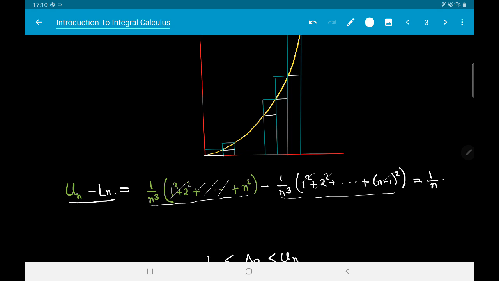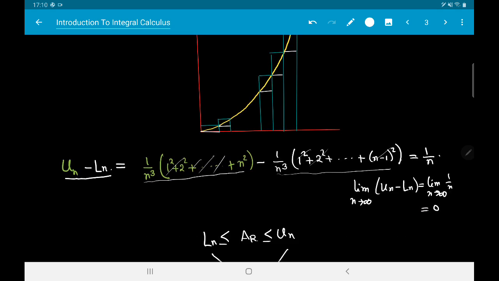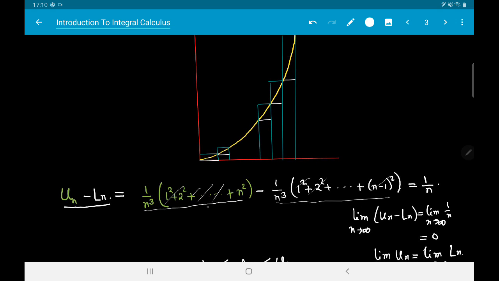So what in principle this gives me is that the limit as n tending to infinity of un minus ln is 1 by n, which is equal to the limit as n tends to infinity of 1 by n, which is equal to 0. And that gives me the fact that the limit as n tending to infinity of un is equal to the limit as n tending to infinity of ln. Now this is a totally algebraic formulation of un minus ln.